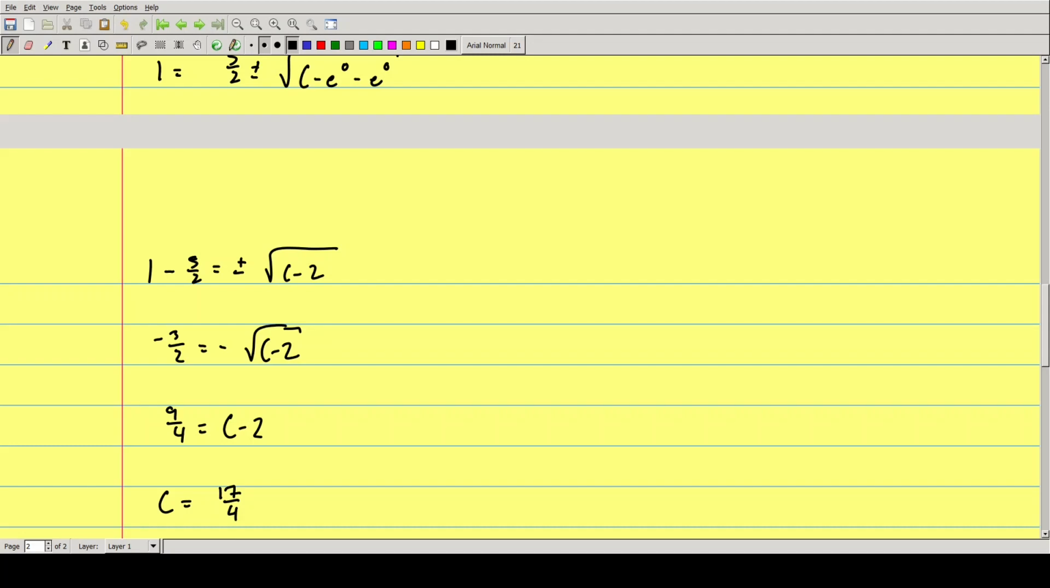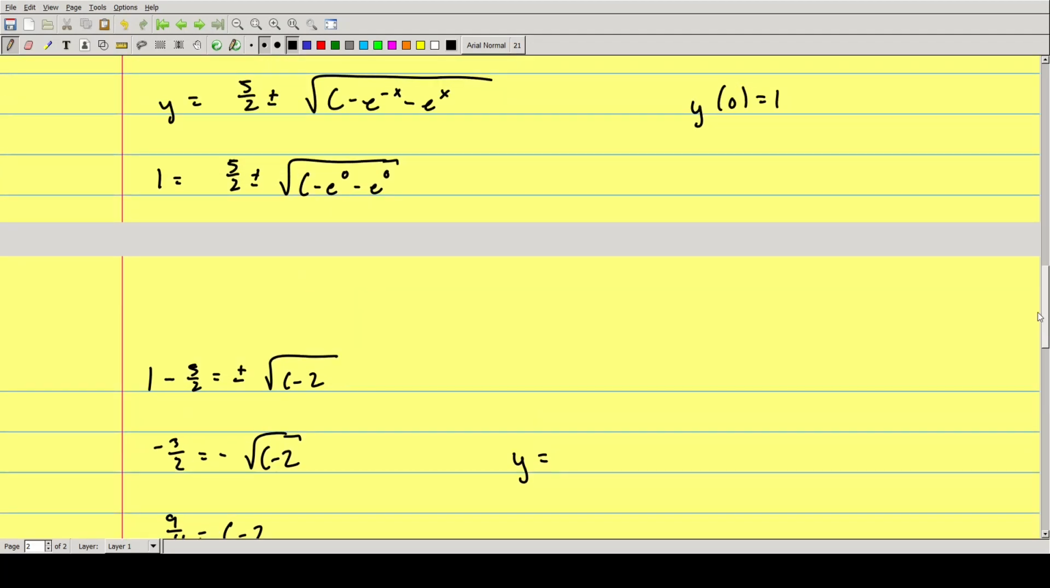Doing okay? All right. So the solution to our initial value problem should have the form 5 halves minus the square root of 17/4 minus e to the negative x minus e to the x. Okay.